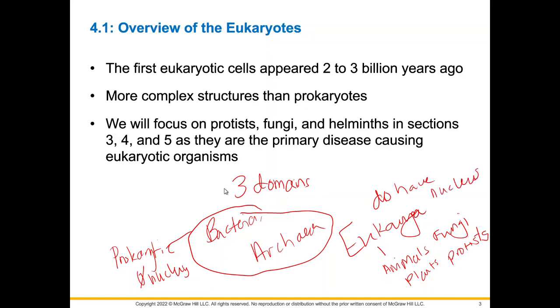Alright, so these 2 domains existed previously before eukarya organisms evolved, and for that reason, eukaryotic organisms tend to be more complex than prokaryotes. They have a lot of additional organelles that we did not see when we did Chapter 3 over our prokaryotic bacteria. So when we discuss our various eukaryotes, we're going to focus on protists, fungi, and helminths, because those are the ones that primarily cause disease in eukaryotic organisms.